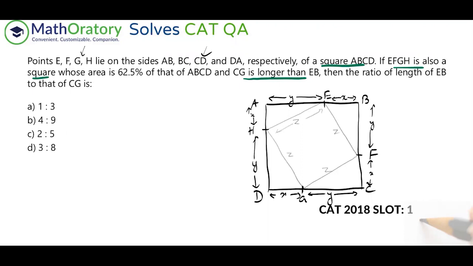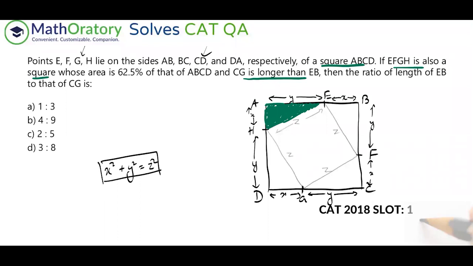Okay. Now, if you take any one of these, let me just mark this. Let me consider this green triangle here. This is a right angle triangle, right? If you consider this right angle triangle, you have the two perpendicular sides as X and Y, and the hypotenuse is Z, right? So we have X square plus Y square is equal to Z square. So this is the one relation that we have.